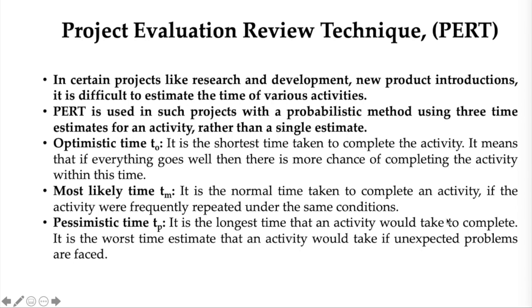The next one is the most likely time, and this is the normal time taken to complete an activity. So if the activity were frequently repeated under the same conditions, then this is the time within which the project will be completed most of the time. And pessimistic time is the longest time that an activity would take to complete. This is the worst time estimate, if unexpected conditions arise or unexpected problems are faced in that particular project.